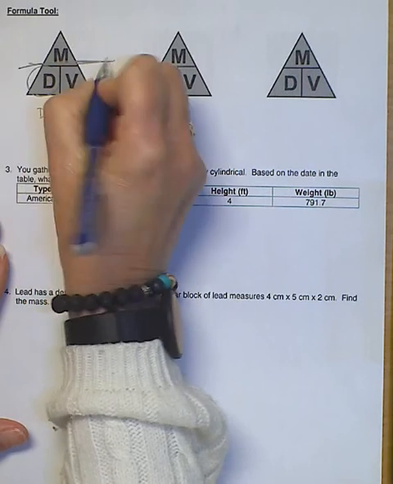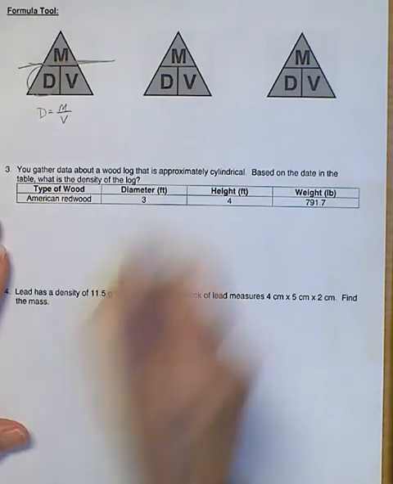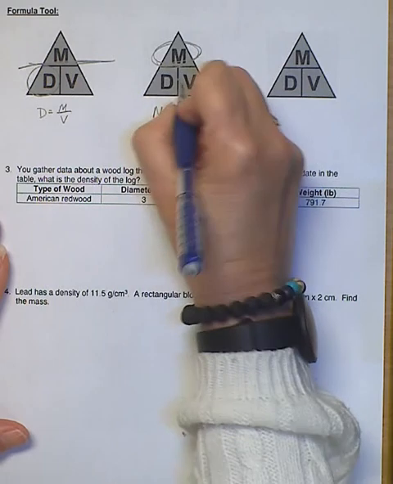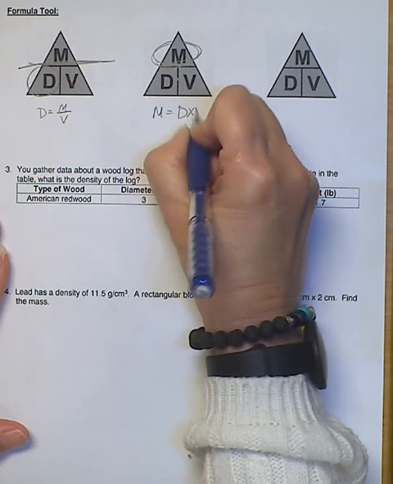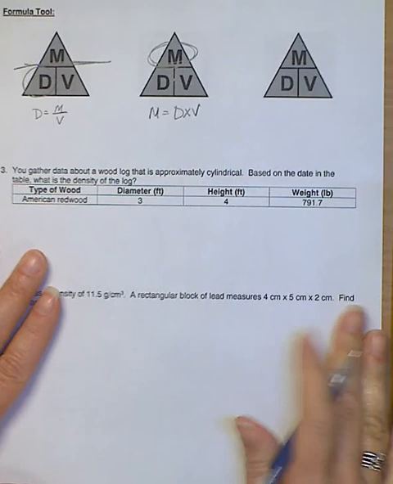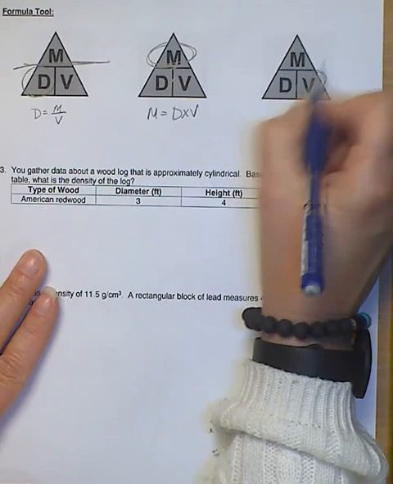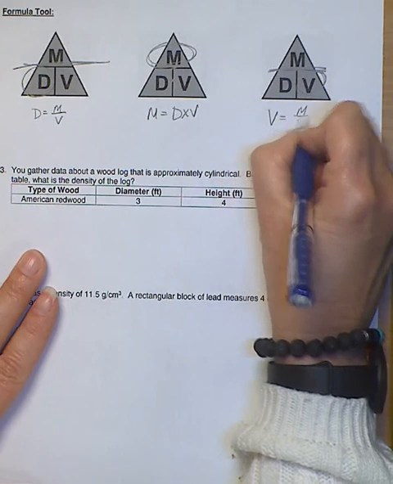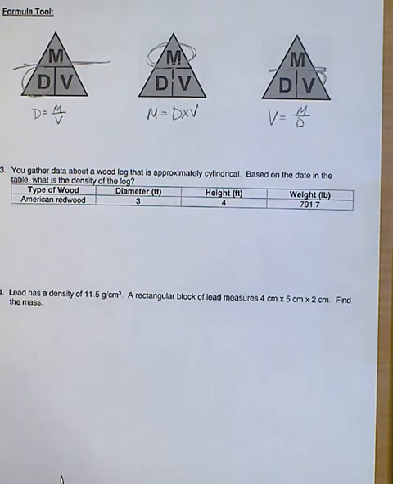So what if you want to find mass? Then mass is density times volume. What if you want to find volume? Then volume is mass divided by density. So you can definitely rearrange your formulas based on the questions at hand. It's up to you how you handle that.